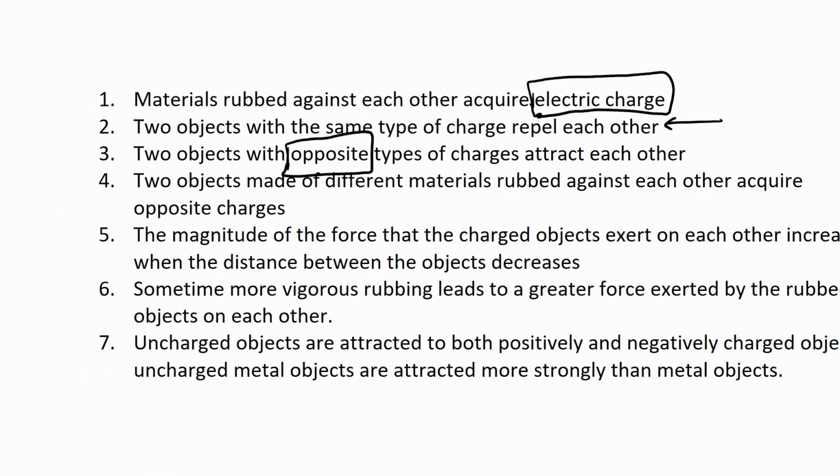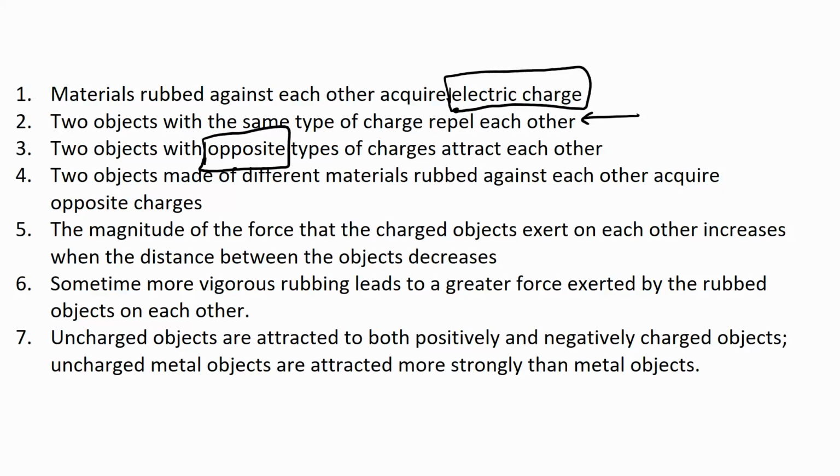The magnitude of the force that the charged objects exert on each other increases when the distance between the two objects decreases. I bring them closer, I see more repulsion, or I see more attraction, although the more attraction is tough because you bring them closer, they get more attracted, so they want to go closer, so they're closer, so they're more attracted, so it's really tough to measure.